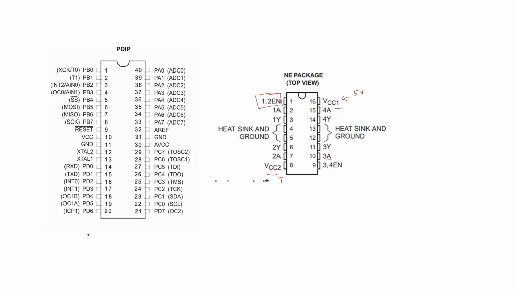Pin number 9 is the enable signal for this channel, for this combination 3A and 4A and 3Y and 4Y. And pins number 4, 5, 12, 13 are heat sink and ground. The IC can provide 600 milliampere output current per driver, with a wide range of power supply from 4.5 volt to 36 volt.